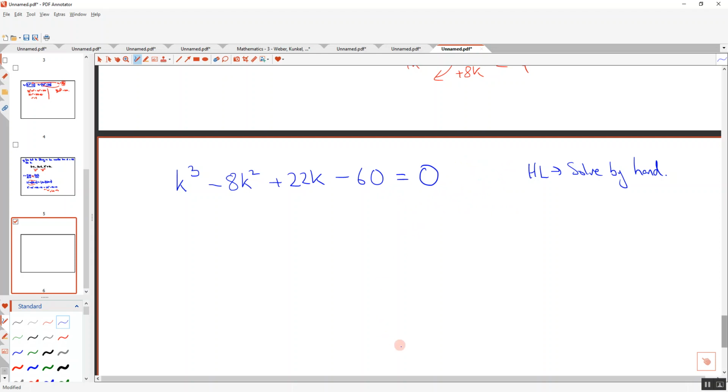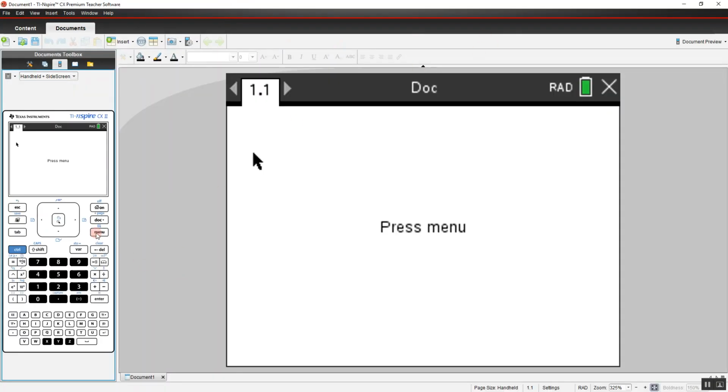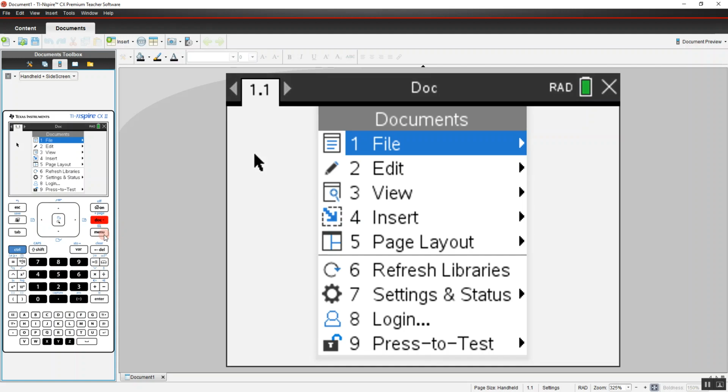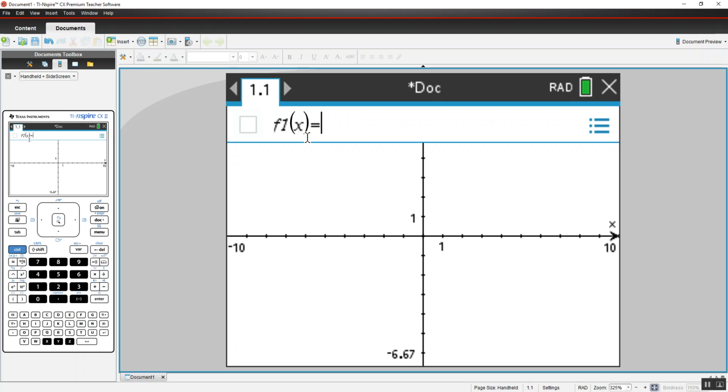Okay, so we're going to do it on the TI Inspire. You can do it on the TI 84, but it is easier just to do it on this. And how we're going to do it is by going to menu, and we're going to add graphs. Okay, so Nick and Zoe, if you just watch for the minute, because you've both got Inspires, this is how you'll do it.